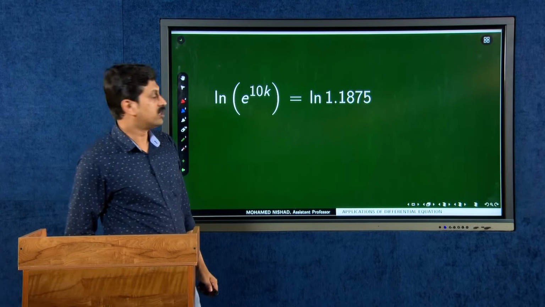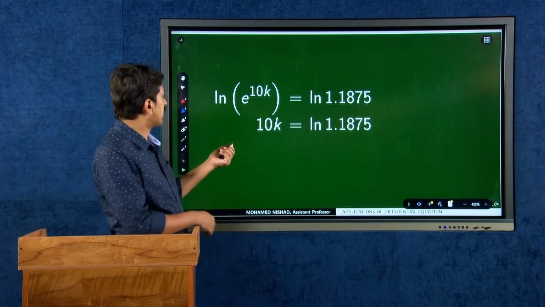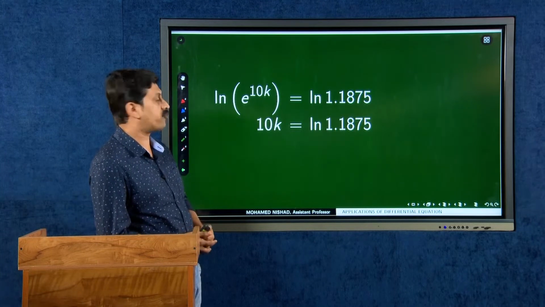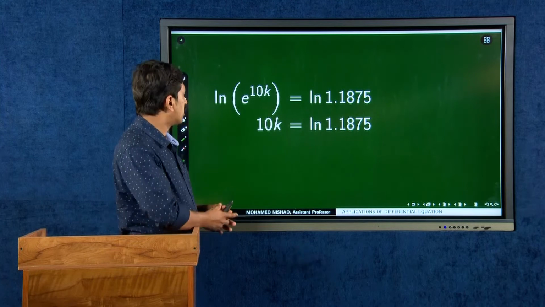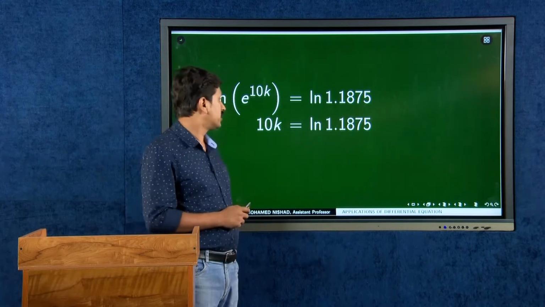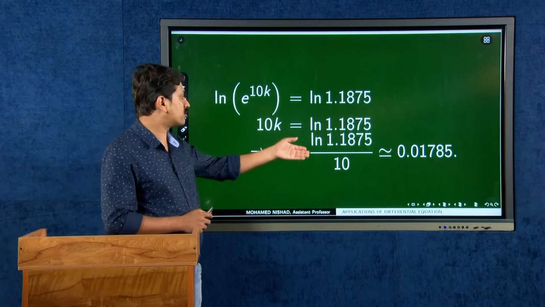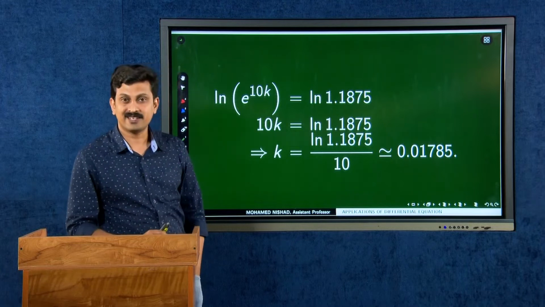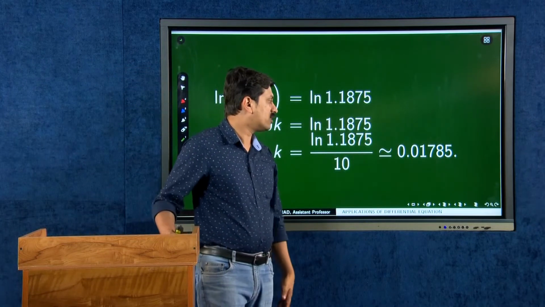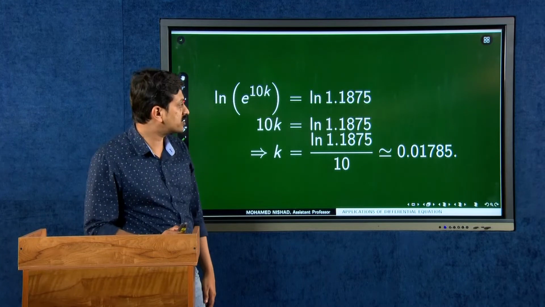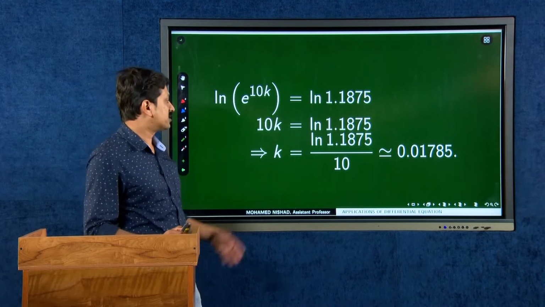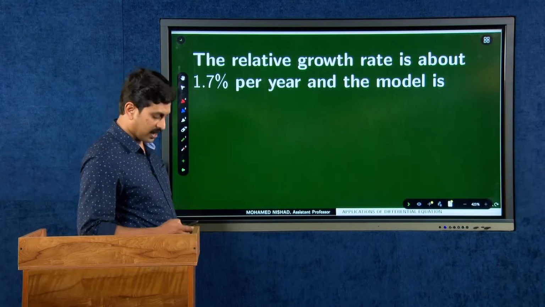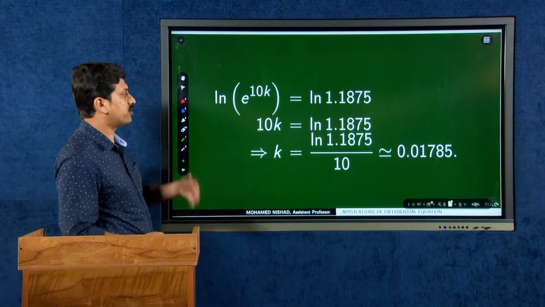1.1875. Dear students, you can apply the log and e, therefore 10k is equal to log of 1.1875. Now, you are able to find the value of k. Now, k is equal to log of 1.1875 divided by 10, that is approximately equal to 0.01785. You can evaluate this by using the calculator. Now we have found the value of k.